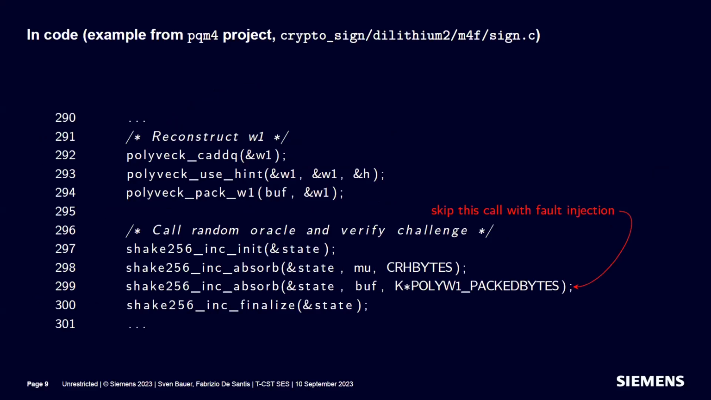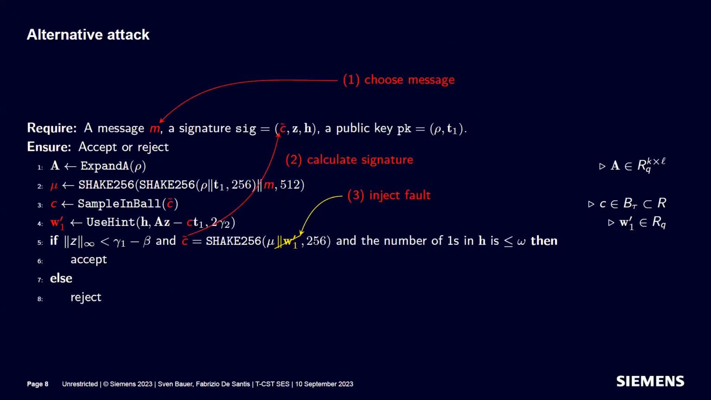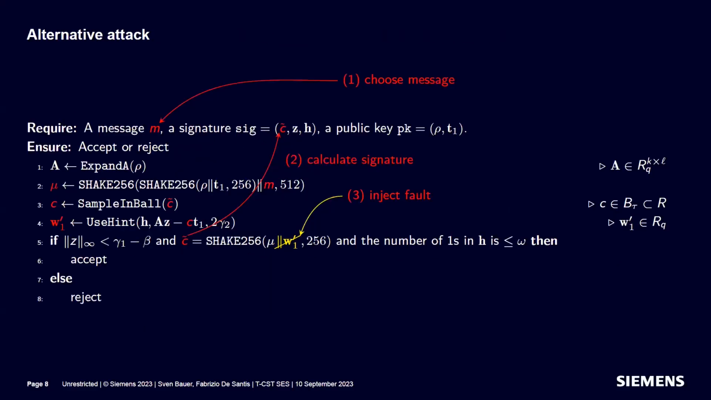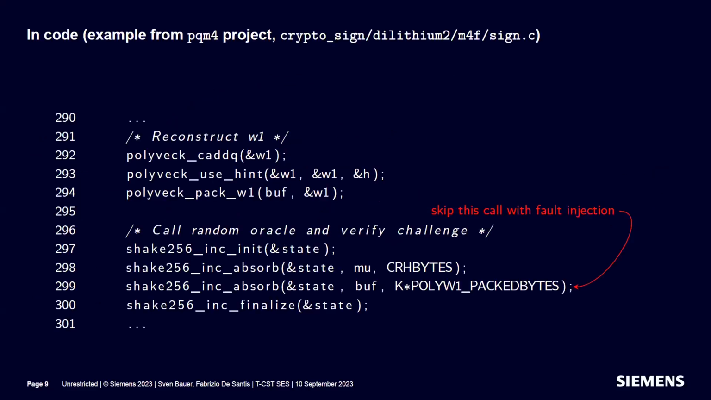And again, to show this is realistic, if you look into the code, this is typically how you would implement a SHAKE. You have these typically called absorb functions, in any SHAKE API I'm aware of anyway. And this is the absorb function that would just absorb the W1 prime into the Keccak sponge, and you can just remove this. Is again skipping a single function call. We've seen that.